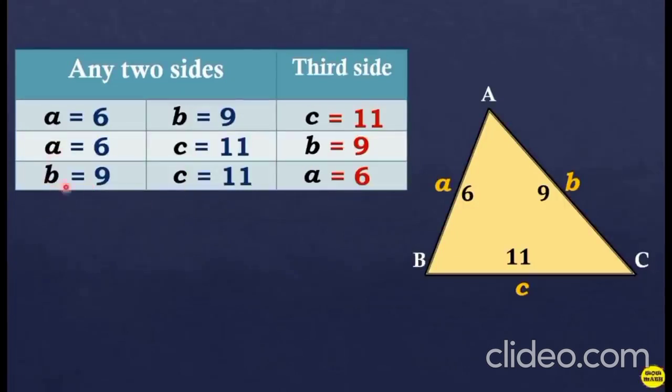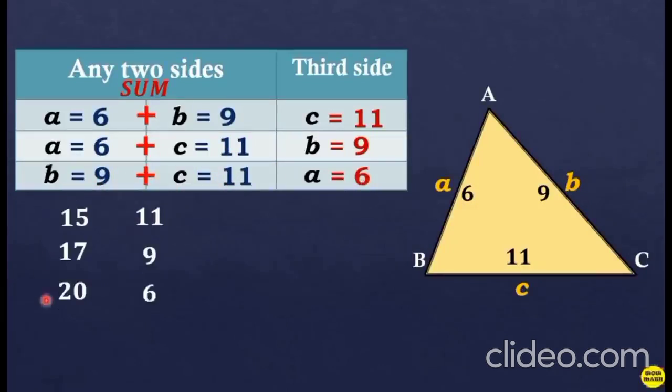Now, given this pair of two sides of the triangle and its third side, kung itatry natin, if we will try to get the sum of the two sides of the triangle, let us give the sum. So, 6 plus 9, that is 15. And then, the third side is 11. Let us find the sum of 6 plus 11, that is 17. And the third side is 9. And then we have 9 plus 11, that is 20. And our third side for B and C is 6.